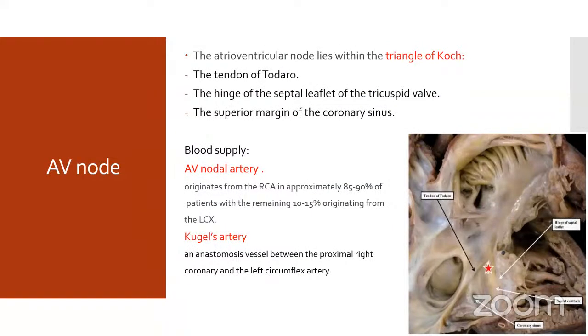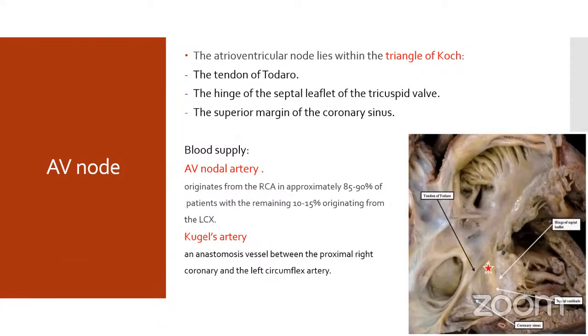In addition to the sinus node, another major area of surgical significance is occupied by the AV node. This structure lies within the triangle of Koch, and the boundaries of the triangle are the tendon of Todaro, which is a fibrous structure formed by the junction of the eustachian valve of the IVC and the Thebesian valve of the coronary sinus. The other boundary is the hinge of the septal leaflet of the tricuspid valve and the superior margin of the coronary sinus. So the entire atrial component of the AV conduction tissue is contained within the apex of the triangle of Koch, which must be avoided to prevent any surgical damage to the conduction system.